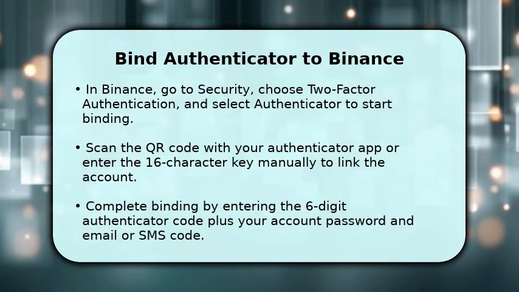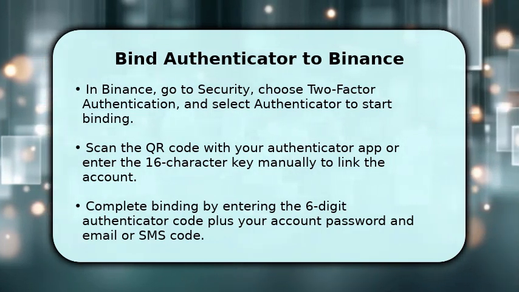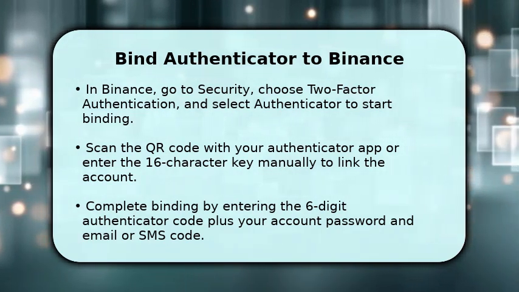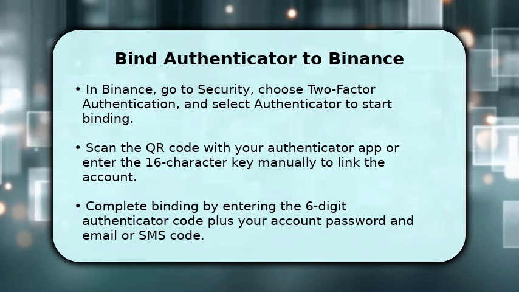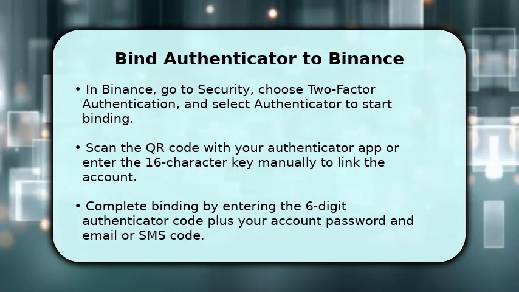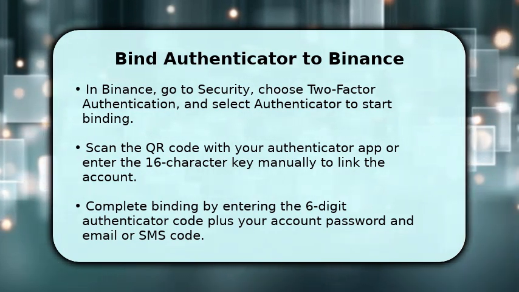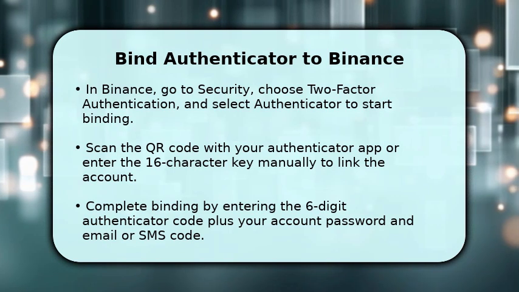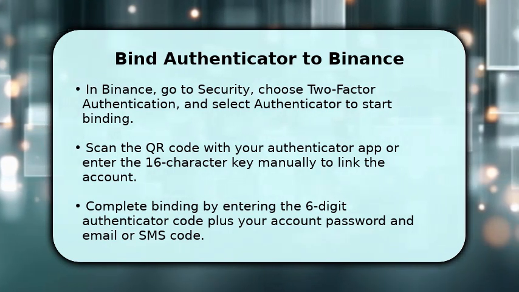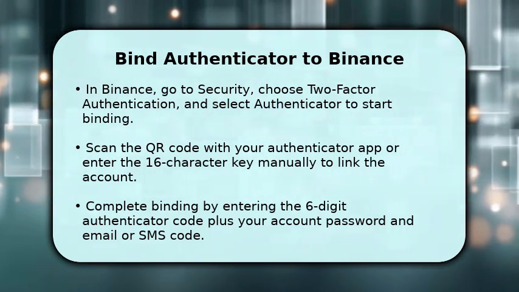To bind the Authenticator, open Binance, navigate to Security, then Two-Factor Authentication and select Authenticator to begin the binding flow. The site will show a QR code and a 16-character key. Scan the QR with your Authenticator app or type that key manually into the app to create the Binance entry.